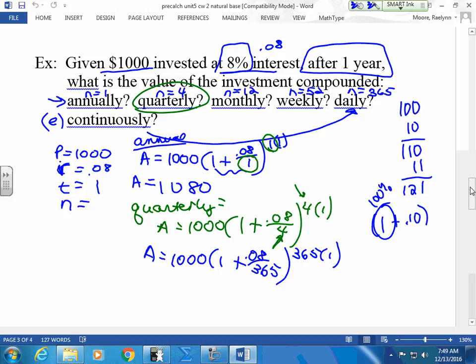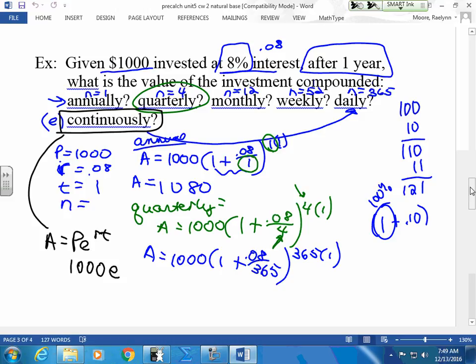Now, continuously is a little bit of a different animal. Continuously says you have to use Pert. So you invest $1,000, you put your E, your rate is still the same, 0.08 times 1. So put that in your calculator. That's going to come out very, very close to your daily one, a little higher. That'll be the highest one you make because it's continuously.